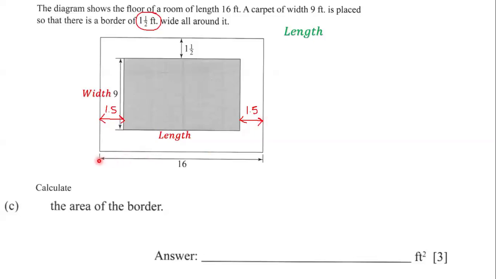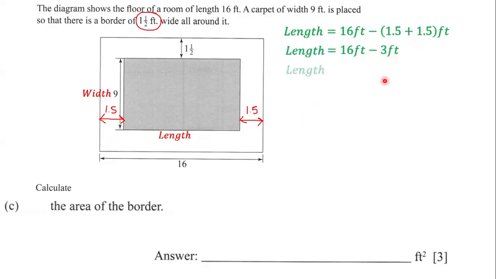And the total length of the room is 16 feet. So if we just want this length, all we need to do is remove this 1.5 and remove this 1.5. And then we can get the length of the carpet. So we're going to say that the length of the carpet is going to be 16 feet minus the sum of 1.5 and 1.5. And that's going to give us 16 feet minus 3 feet, which gives us 13 feet. So the length of the carpet is 13 feet.